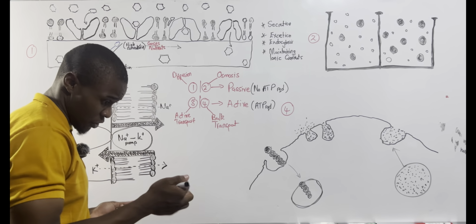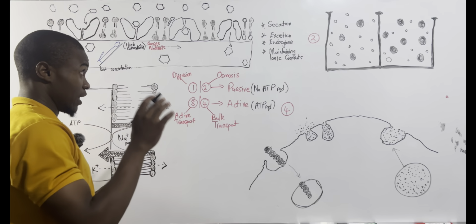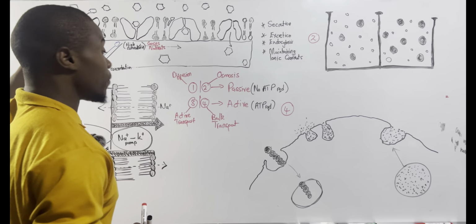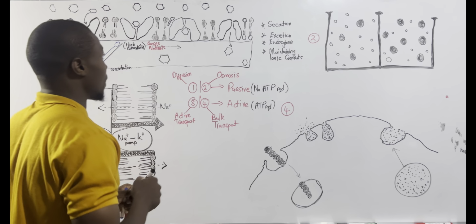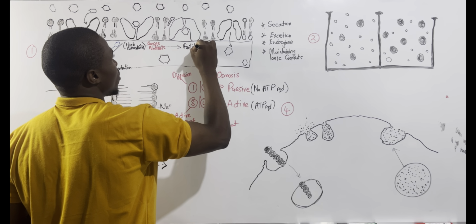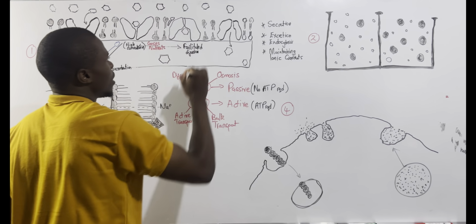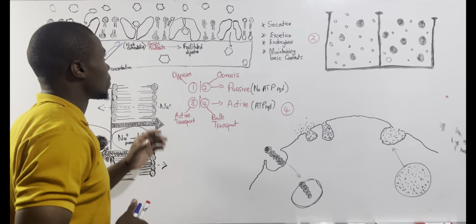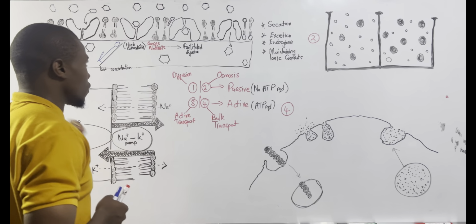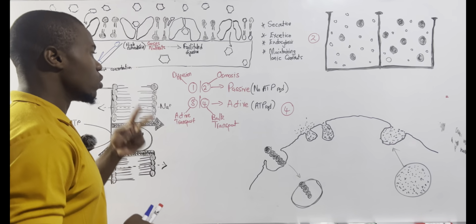Diffusion is further divided into two. There is general diffusion, and if you want more about this, you can go to my previous video on transport. But just to explain, there is what we call facilitated diffusion, which is a specific type of diffusion. Facilitated diffusion involves the transport of molecules from high concentration to low concentration, but through types of proteins called carrier proteins or channel proteins.